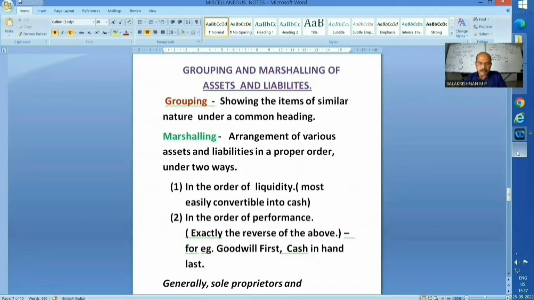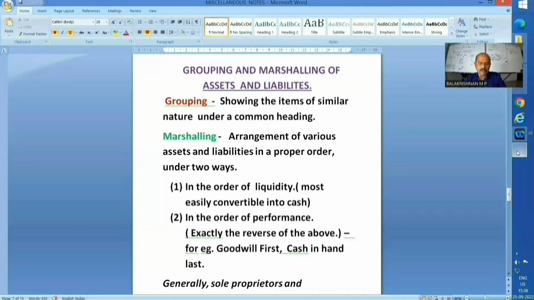Well, next one, grouping and marshalling of assets and liabilities. First, grouping. What is meant by grouping? It's very simple. Showing the items of similar nature under a common heading. For example, X, Y, Z are all my sundry debtors. Group them together and show under sundry debtors. Similarly, A, B, C are various creditors. Group them together and show under creditors.